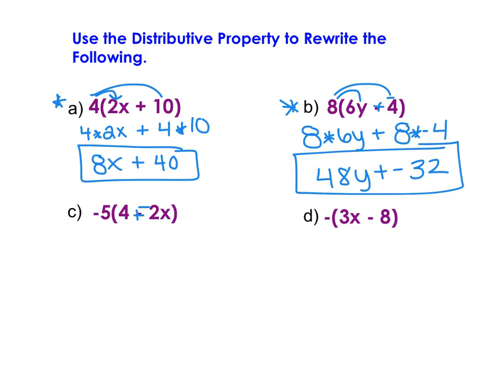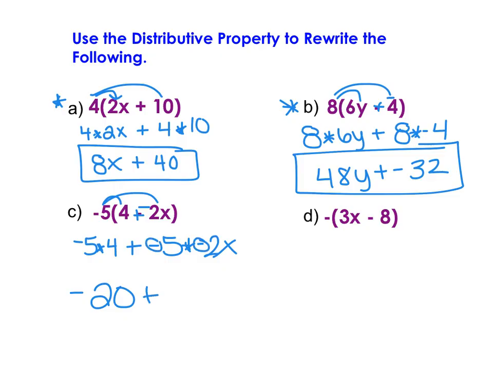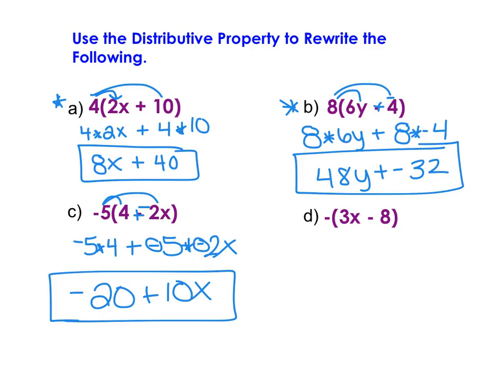All right, from here again, we use keep, change. So we do -5 times 4 plus -5 times a -2x. So we end up with -20 plus negative times a negative is 10x. And there's our final answer.